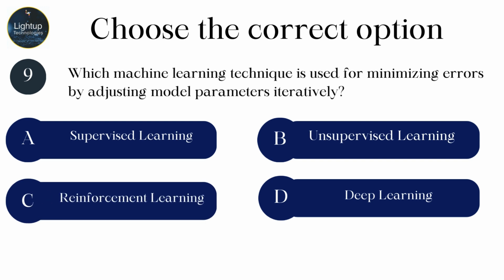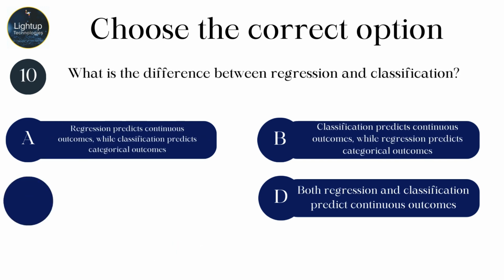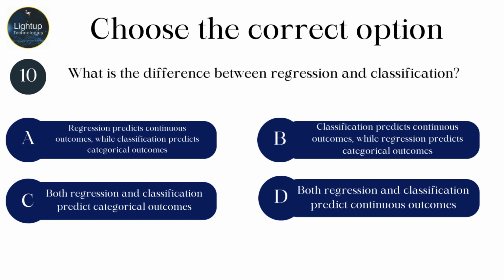Which machine learning technique is used for minimizing errors by adjusting model parameters iteratively? What is the difference between regression and classification?